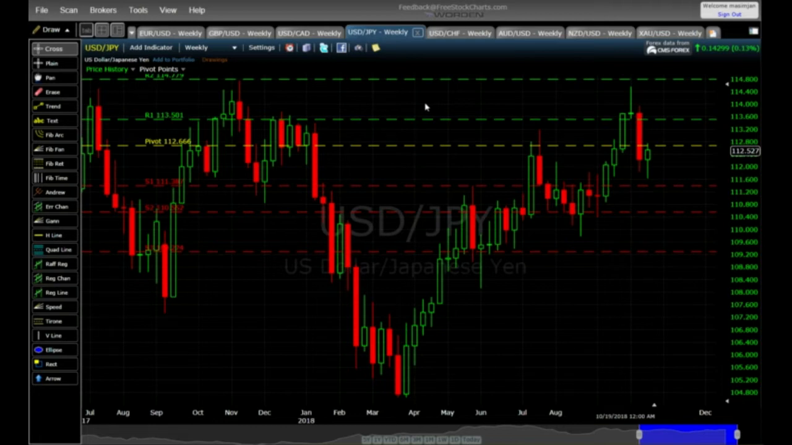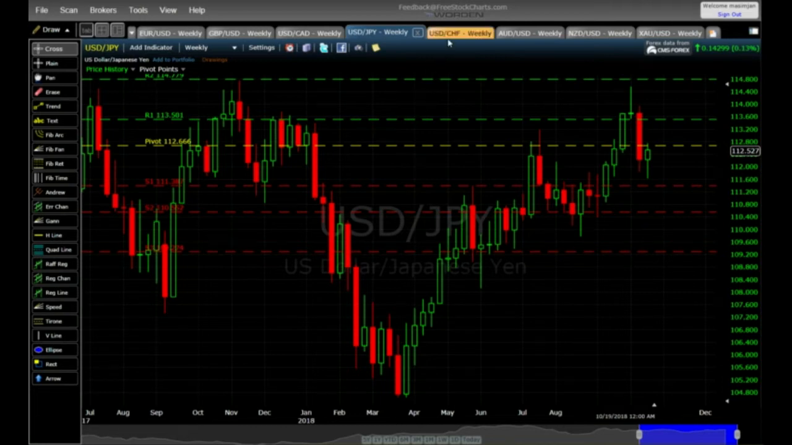If it stays below the pivot and does not try to breach the pivot, then I'm completely bearish on the pair. But if it breaches above the pivot and attempts R1, then I'm bullish on the pair. I would recommend to keep watching the USD Japanese yen. It might be sideways, but mostly I expect to be bearish on it.